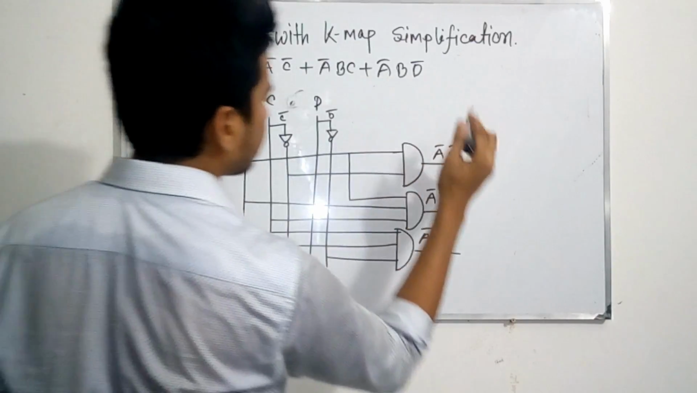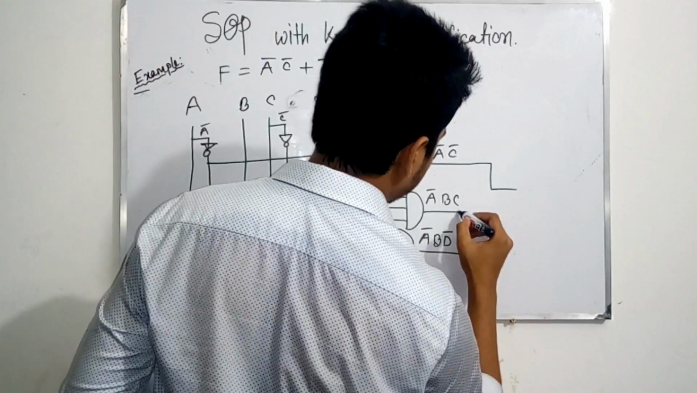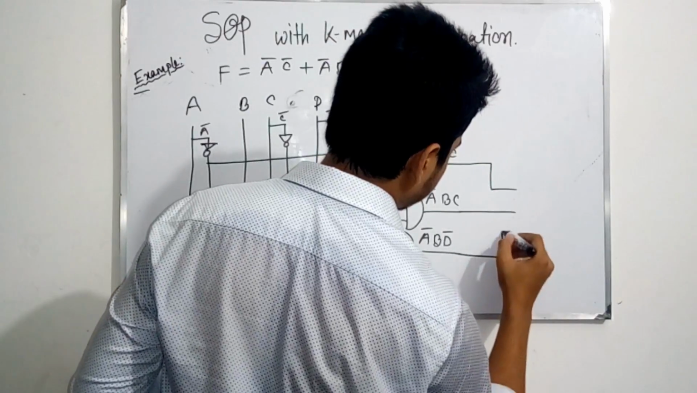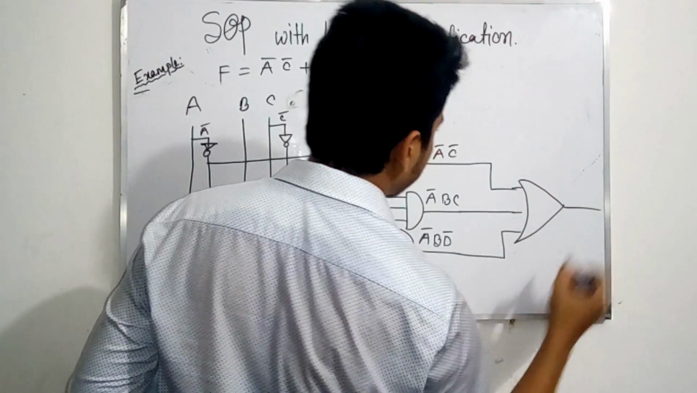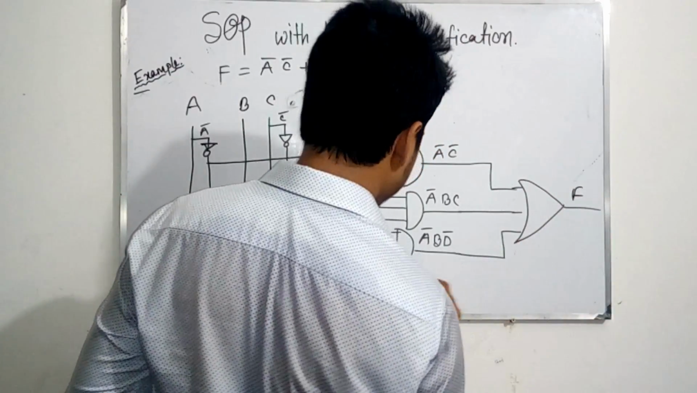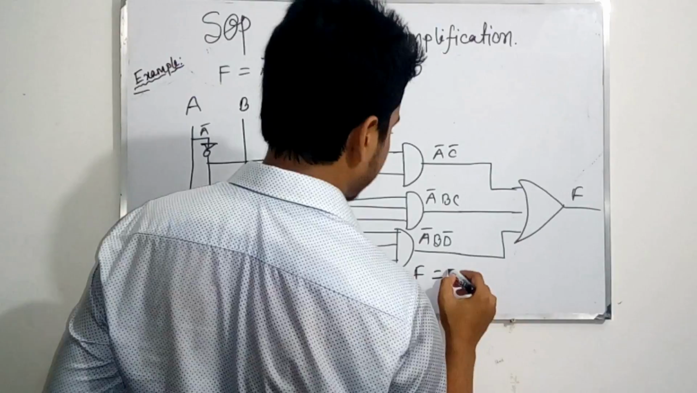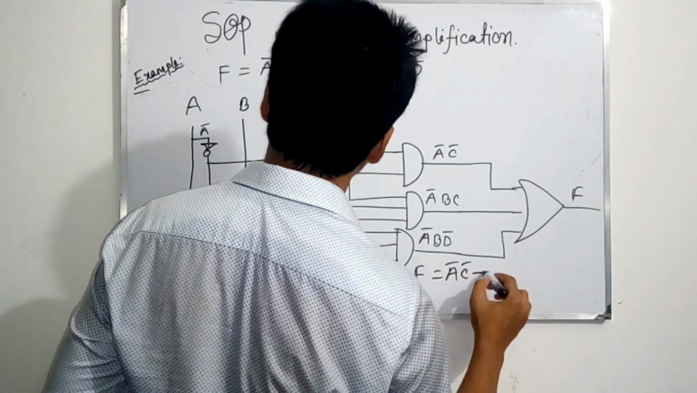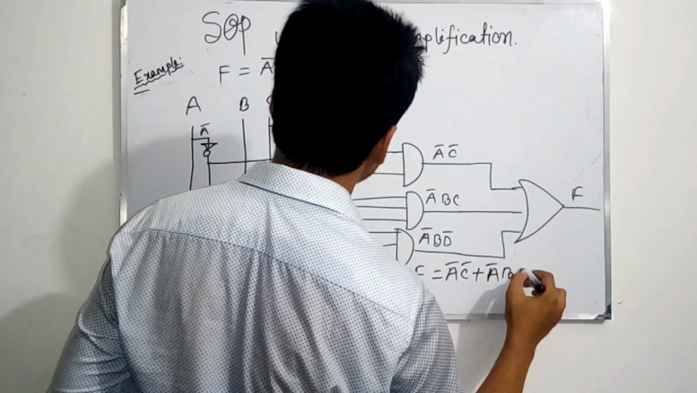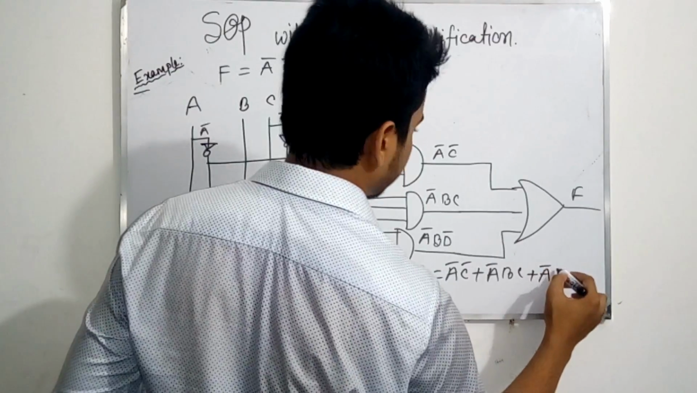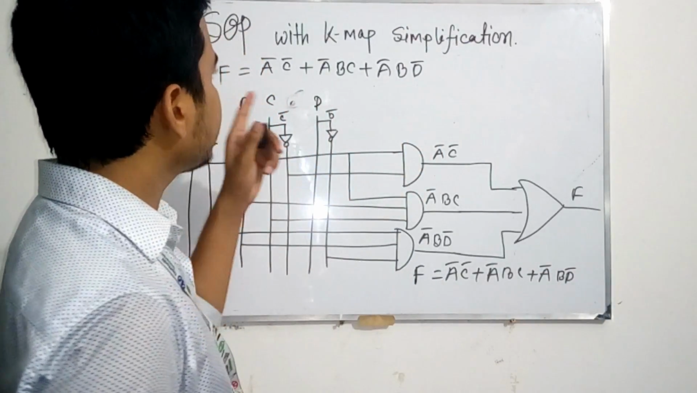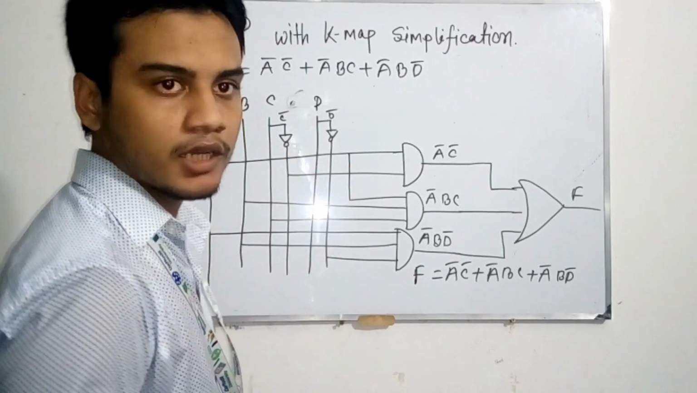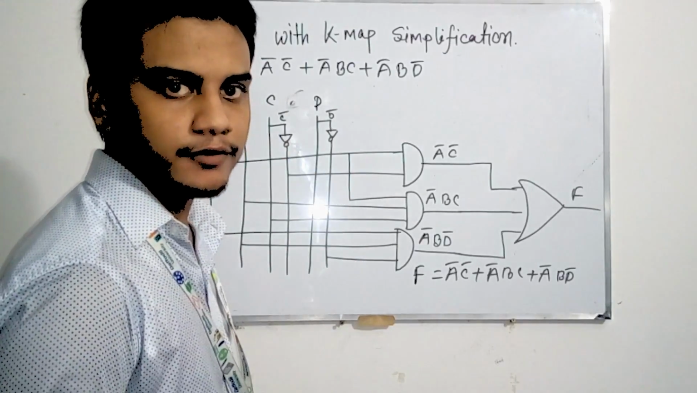Now we fulfill this equation with an OR gate. So this is first, this is second, and this is third, and finally with the OR gate we get F. Here F is the final output: A naught C naught plus A naught B C plus A naught B D naught. So that's all about SOP with Kmap simplification, and finally we have done it. Thank you very much for watching this.